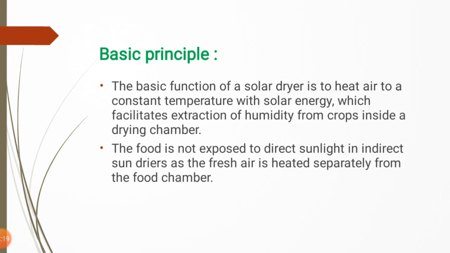So in indirect sun dryers, the food is not directly exposed to the sunlight, but in some direct type solar dryers, the food is directly exposed to the solar radiation. Generally there are two types of solar dryer: the direct solar dryer, and the indirect solar dryer. In the direct solar dryer, the material which we want to dry is directly exposed to the solar radiation, but in the indirect food dryer, there is a separate food chamber in which the hot air is produced.